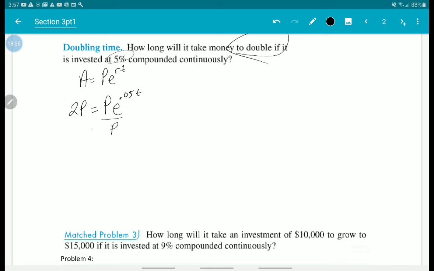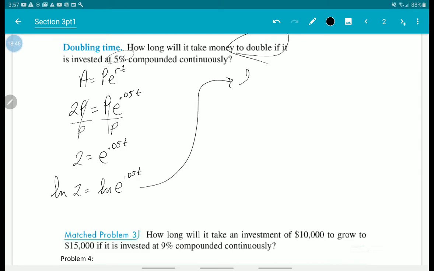Our first step is to divide both sides by P. So we're going to have 2 equals e to the 0.05t. And then we can take the ln of both sides. So we have the ln of 2 is equal to 0.05t. The right hand side uses log properties to simplify. Divide by 0.05. So t is equal to the ln of 2 divided by 0.05.